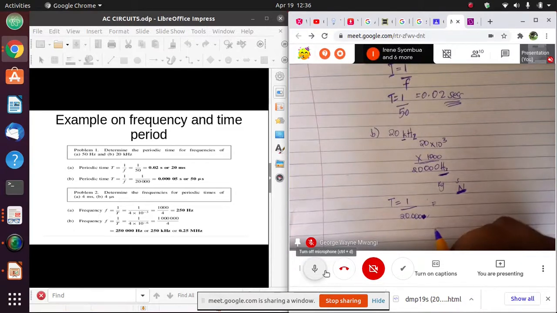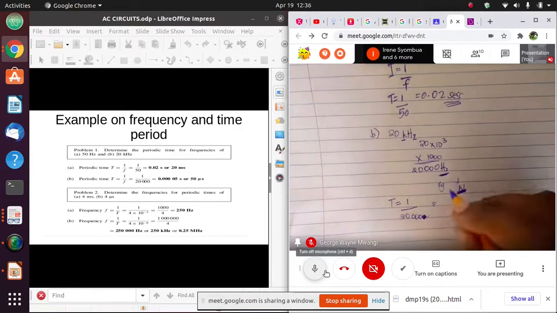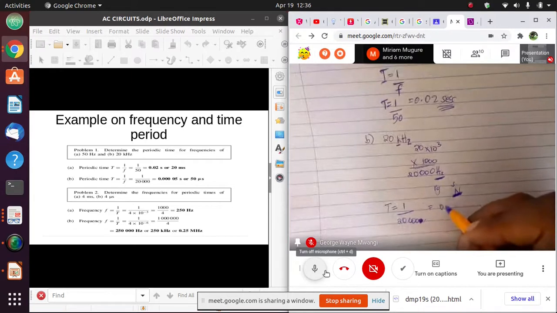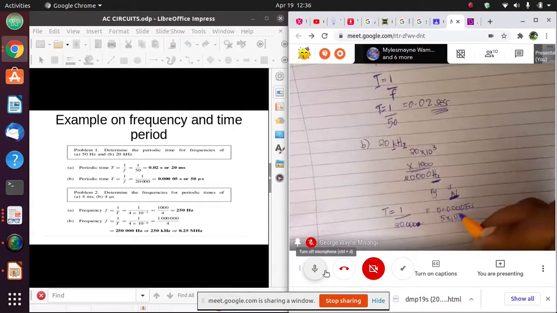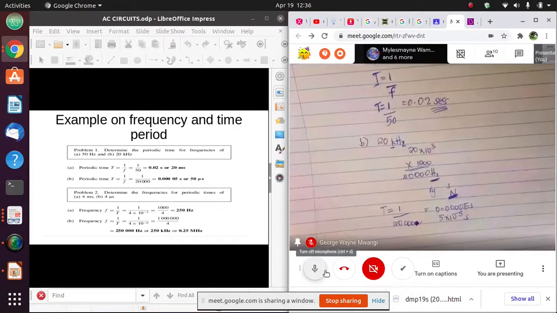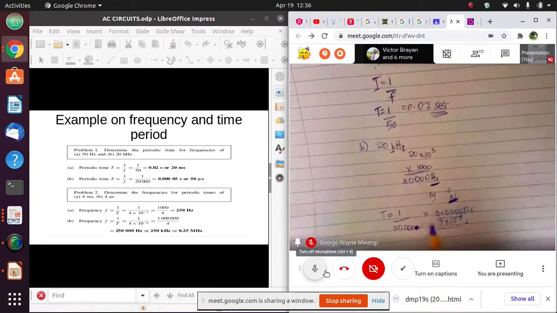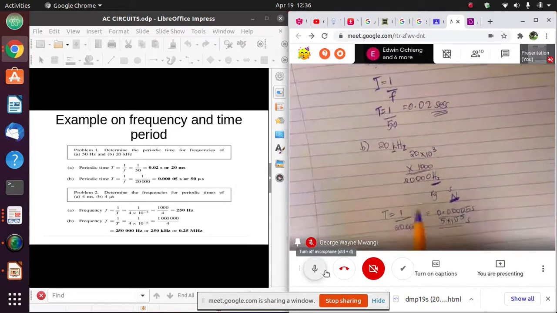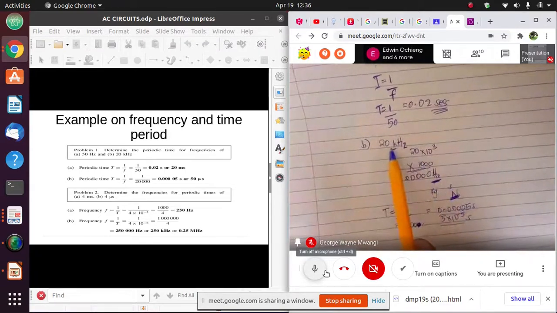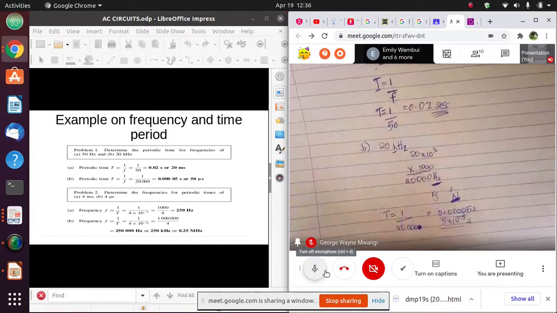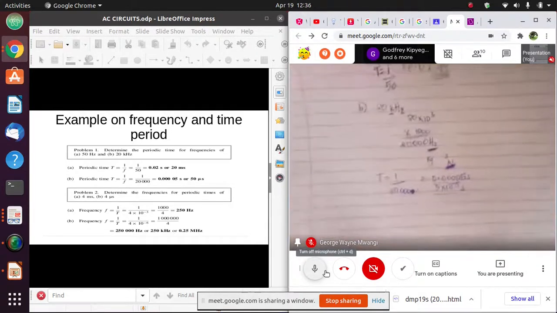So what will be the time period? 5 times 10 to the negative 5. 0.00005 seconds. 5 times 10 raised to power negative 5 seconds. Those are still the same answers. So make sure that when you're doing your calculation, your unit is in its base unit. If you had taken 1 over 20, that answer would have been wrong.